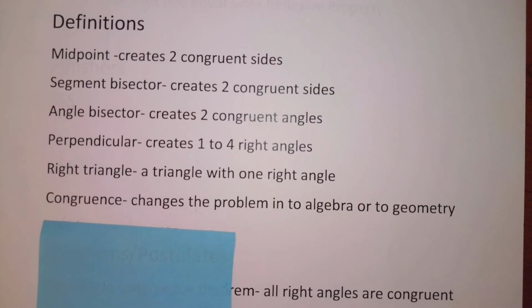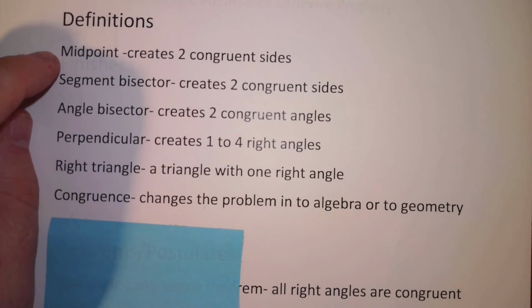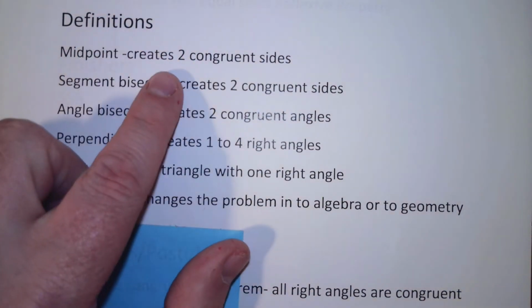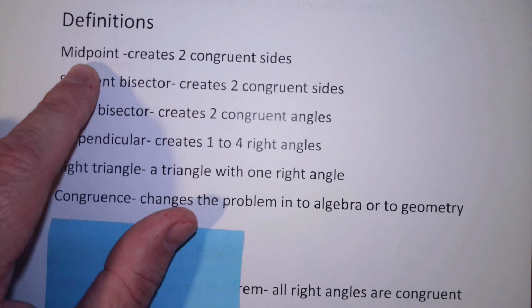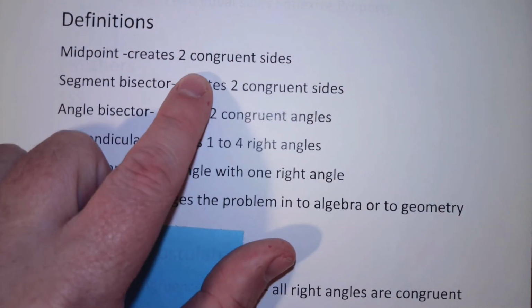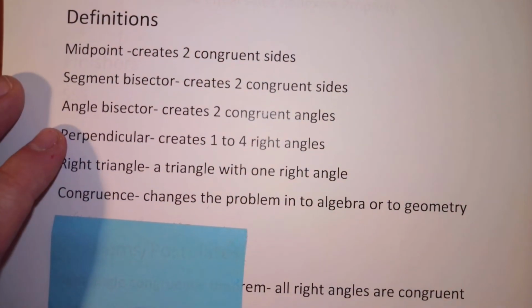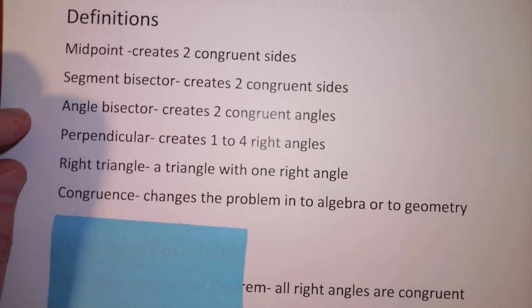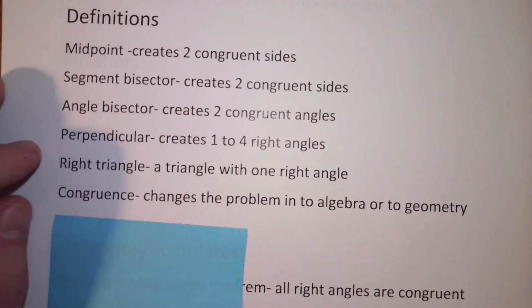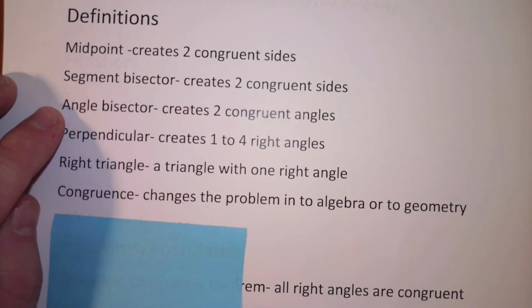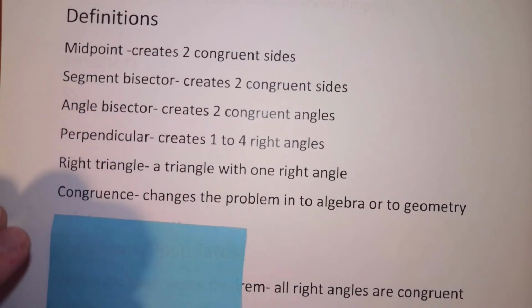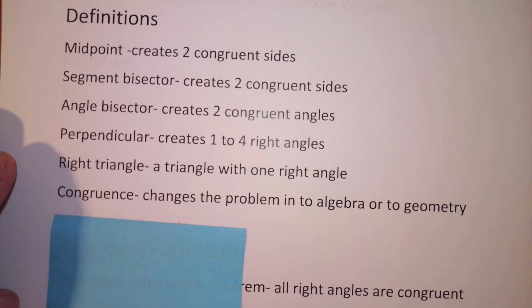Okay, first we start with our definitions. These are the most common ones. Of course, when we use a definition to explain stuff, make sure that when you use the midpoint definition, you're creating two congruent sides. So you might have side AB is congruent to side XY, and then you just put the definition of the midpoint. Segment bisector is just like the midpoint. It does cut a line in half. Angle bisector, it's going to create two angles. Perpendicular, depending on the shape, will create 1 to 4 right angles.